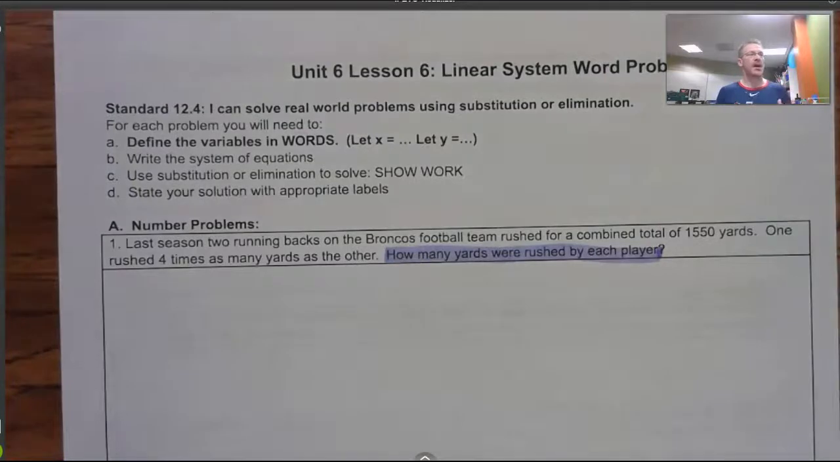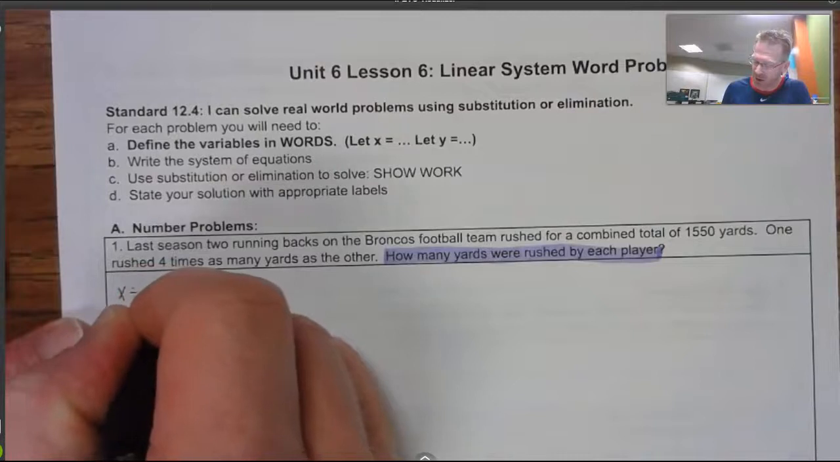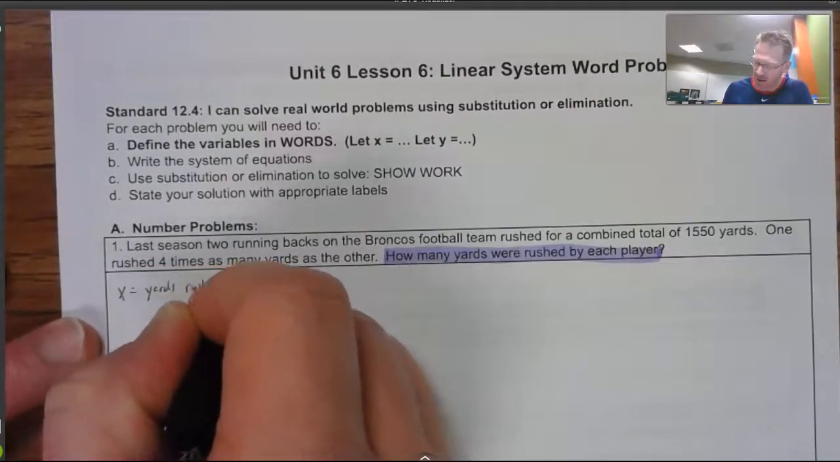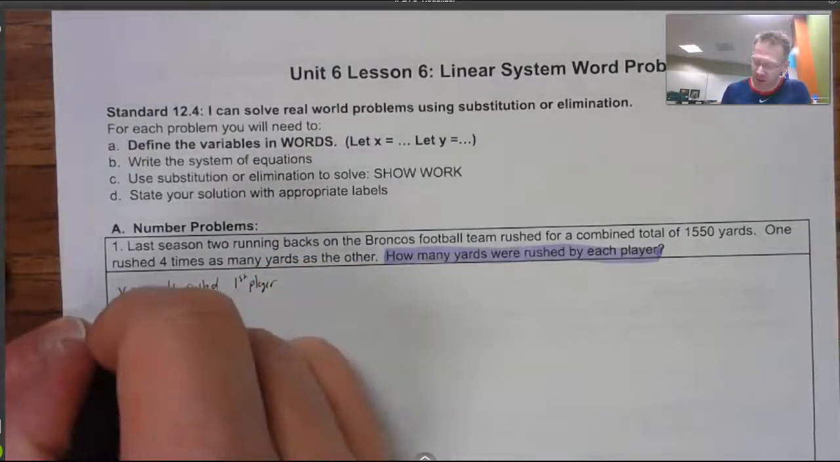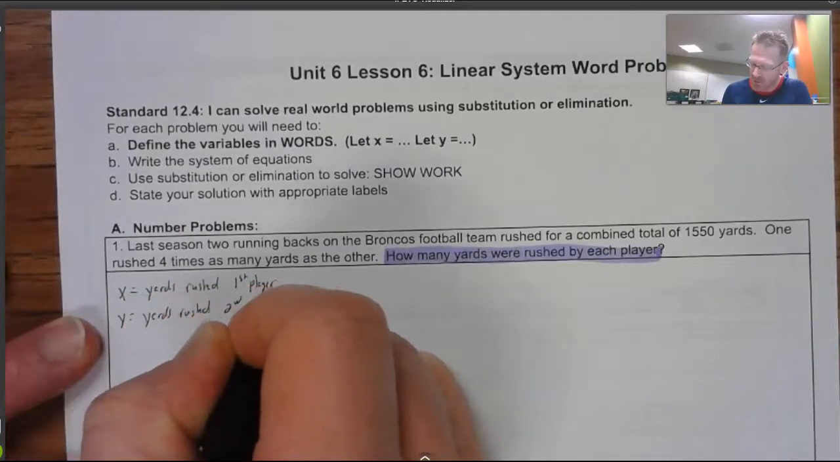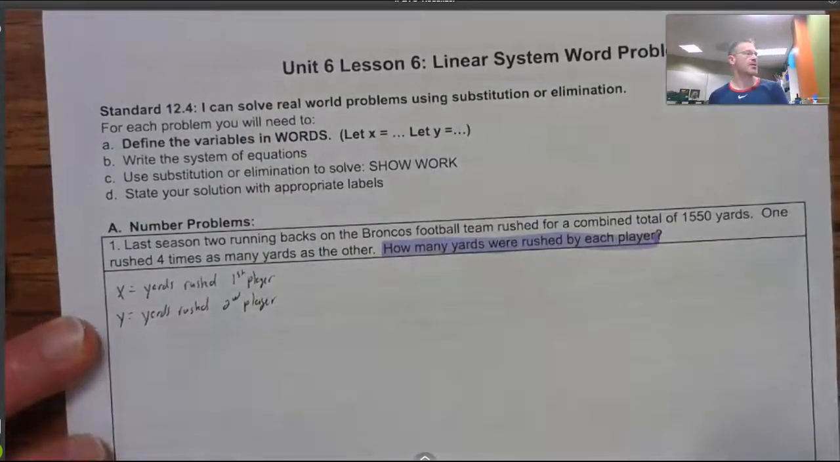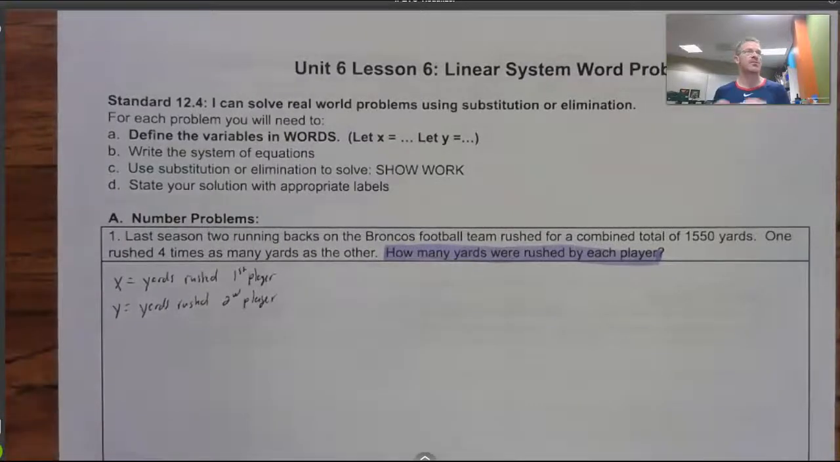Well, if we have each player and there are 2 players, there are our 2 variables. So I'm going to let x equal the yards rushed by the first running back, or the first player. And then y can be the yards rushed by the second player. So those are our 2 variables. That's what we're solving for. So the variables really represent the question we're trying to answer. Now what I want to do is go back and look for information and relationships within the problem to write 2 equations. If I'm solving for 2 variables, I have to have 2 equations. That's a fundamental rule of algebra.